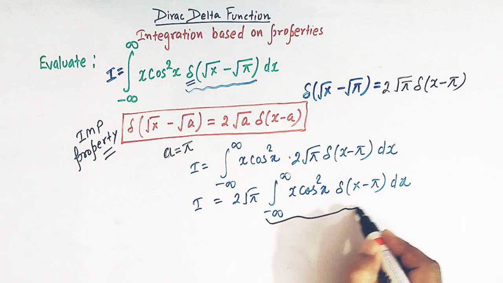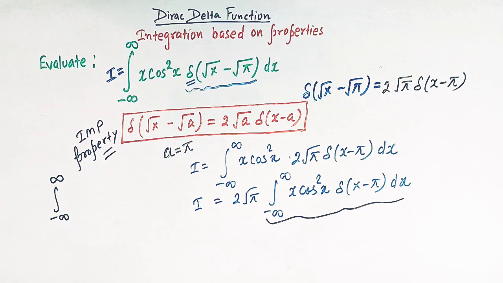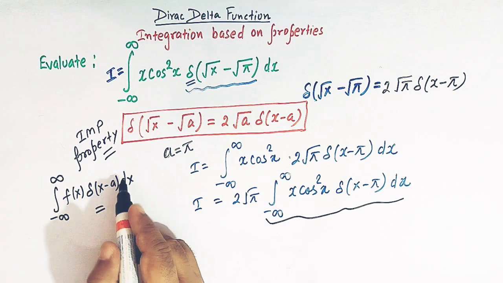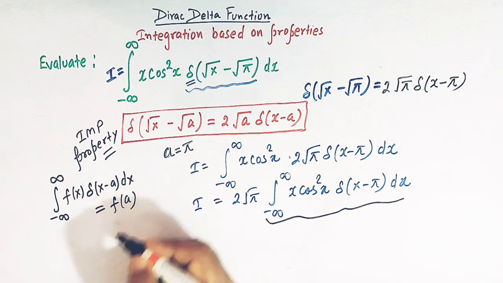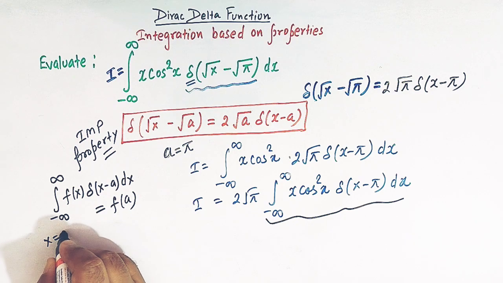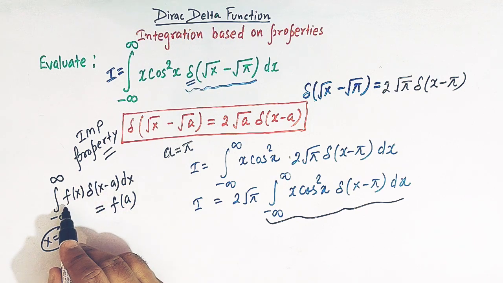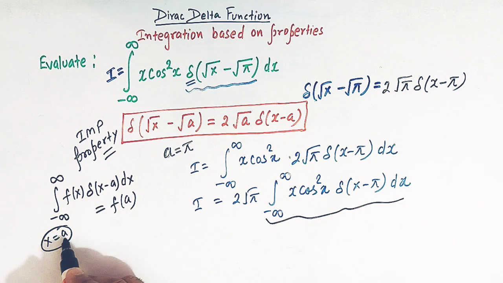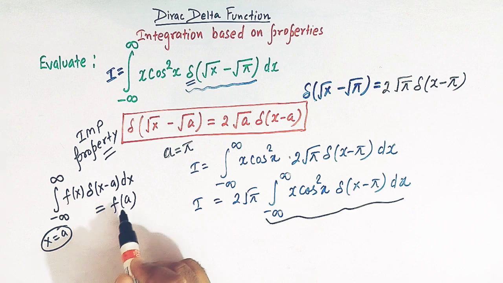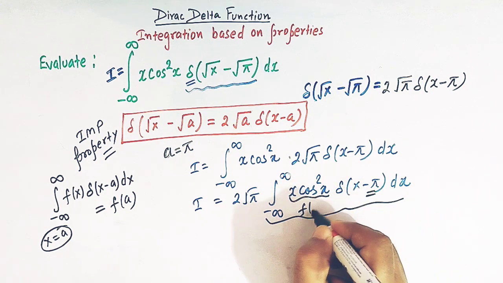Now we have this integral, and if we compare it with minus infinity to infinity f of x delta of x minus a dx, then the value of this integral is equal to f of a. Because we have delta of x minus a, the delta function acts on the function f of x at the point x is equal to a. So the value of this integral is equal to the value of the function at x is equal to a. Here we have a is equal to pi.